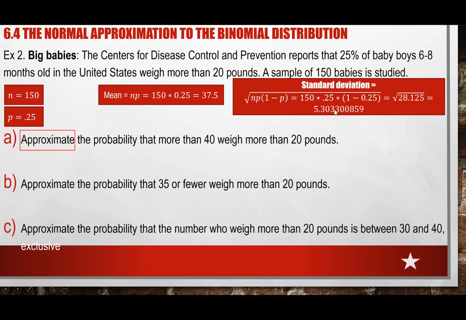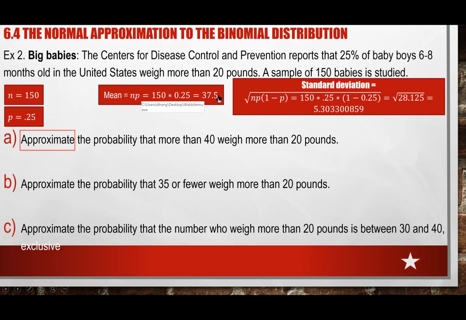Hopefully you guys know how to use your calculator to find these two numbers. I don't do the check. If you say, oh, Mr. Tran, why don't you check n times p and n times 1 minus p? Well, n times p is 37. If you can see, this is 37. And if I take 150 minus 37, I will get the other half, which is more than 10, right?